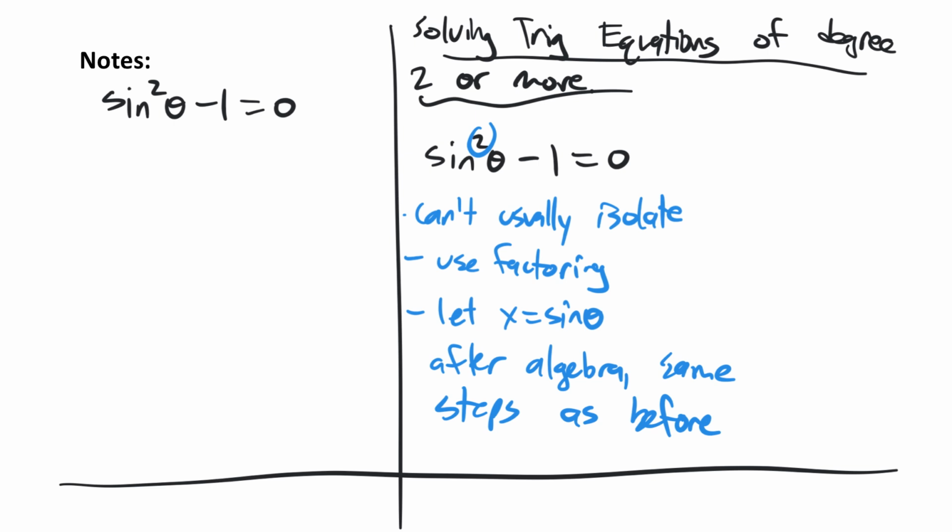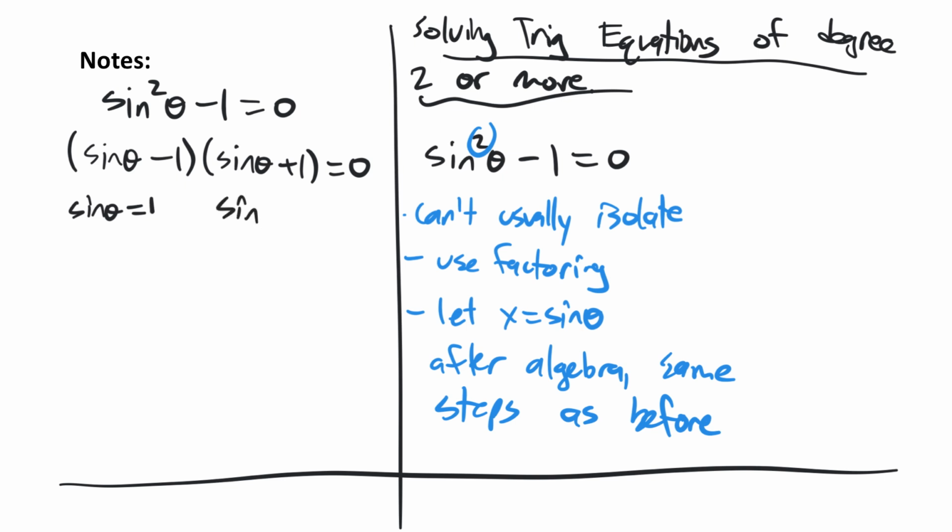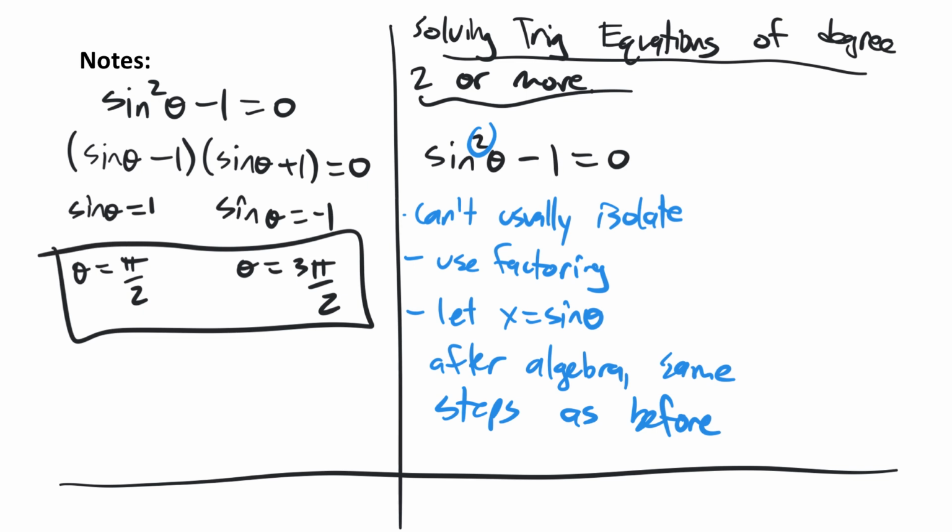All right, hopefully you tried to factor this. You should have sine theta minus 1 equals 0. Or sorry, I'll factor both. Sine theta minus 1 and sine theta plus 1. So that gives you sine theta equals 1, sine theta equals negative 1. That's going to be pi over 2. That's going to be 3 pi over 2. And those are the two solutions.